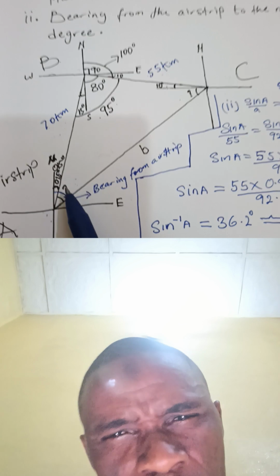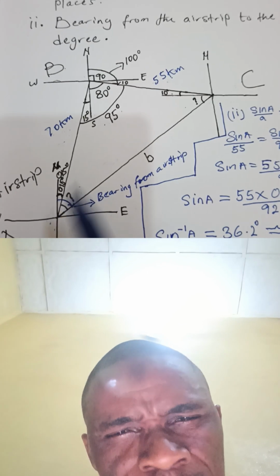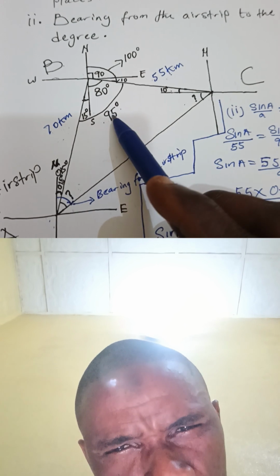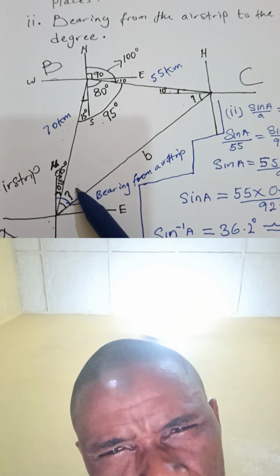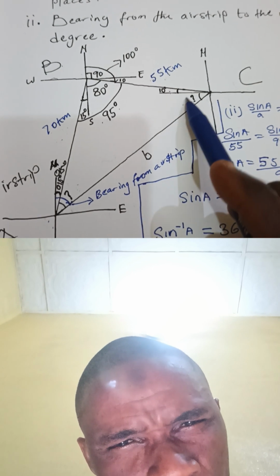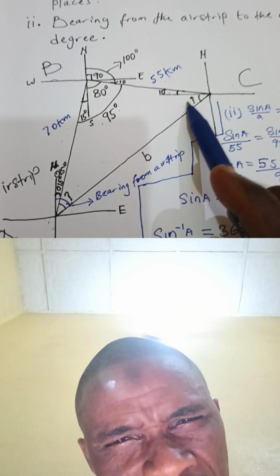So how are we going to do that? We are going to apply the sine rule. Why? Because we have this angle now, but we don't know this angle. We are looking for it. We don't know this angle here. We only know 10 of it, but we don't know the rest. So we don't need to bother ourselves with this.